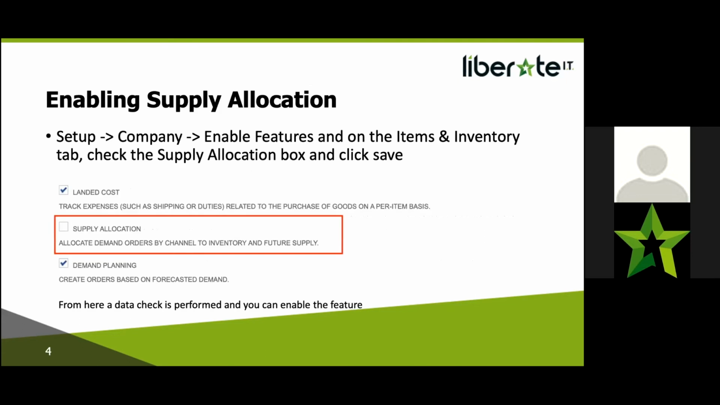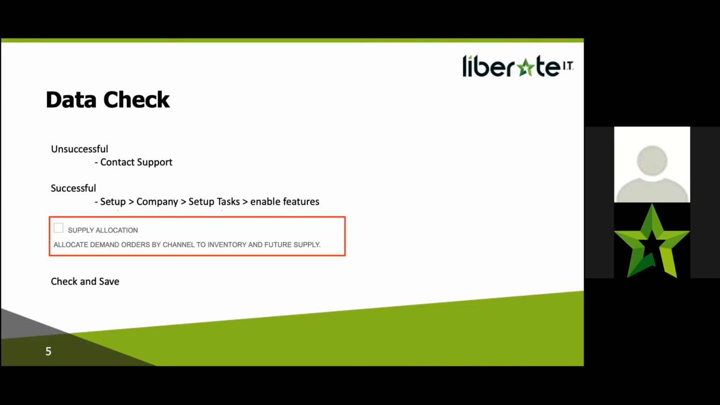So what do we do to enable supply allocation? It's a simple feature. Go into Setup Company, Enable Features, and on the Items and Inventory tab, we check the supply allocation box and click Save. At this point, it does a data check to ensure that the system is stable and you can enable the feature. It generally doesn't take too long, but it depends on the way your system is set up. If there's a successful data check, it allows you to then go through and enable supply allocation. If the data check doesn't run, you need to contact NetSuite support to see what the issue is.